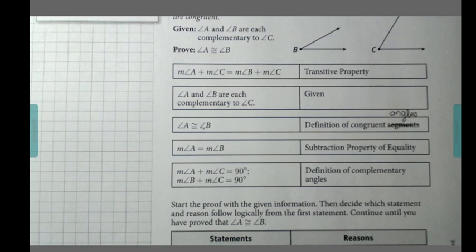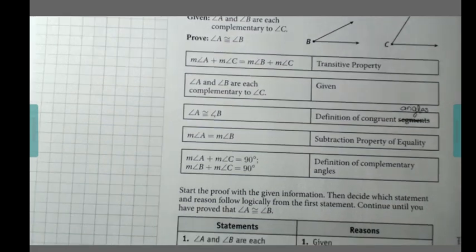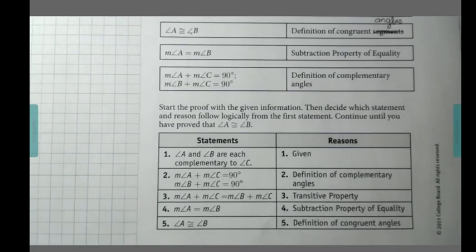Lastly, it says the measure of angle A plus the measure of angle C equals 90 degrees. The measure of angle B plus the measure of angle C equals 90 degrees. Definition of complementary angles. Here at the bottom it says, start the proof with the given information, then decide which statements and reasons follow logically from the first statement. Continue until you have proved that angle A is congruent to angle B.